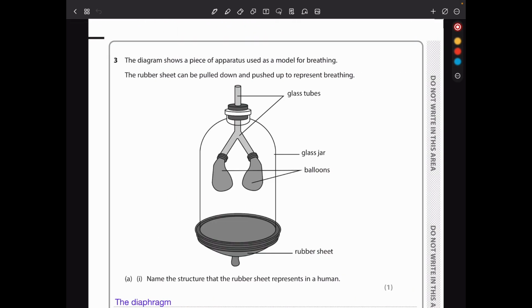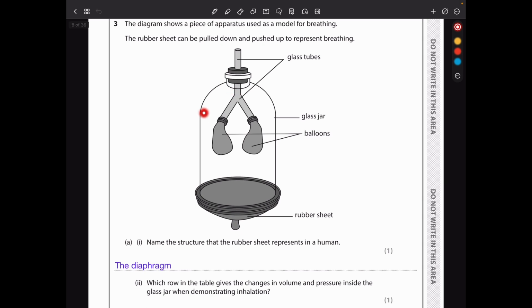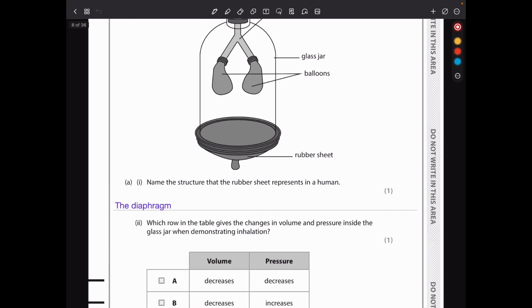Next, they say the diagram shows a piece of apparatus used as a model for breathing. The rubber sheet can be pulled down and pushed up to represent breathing. We can see here the balloons representing the lungs, the glass jar, and so on. They say name the structure that the rubber sheet represents in a human.